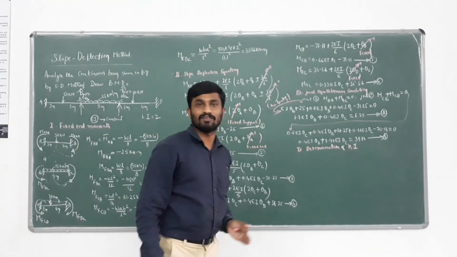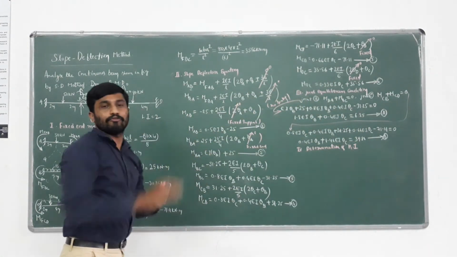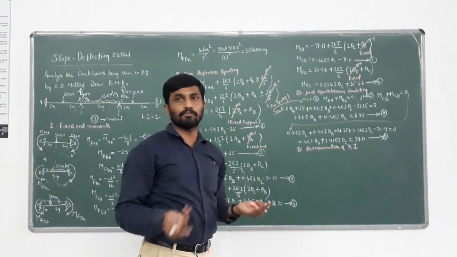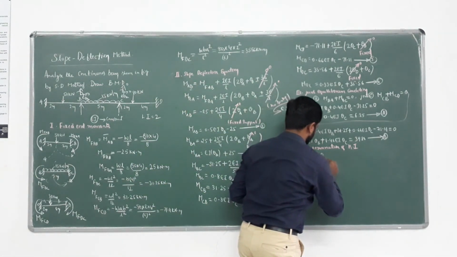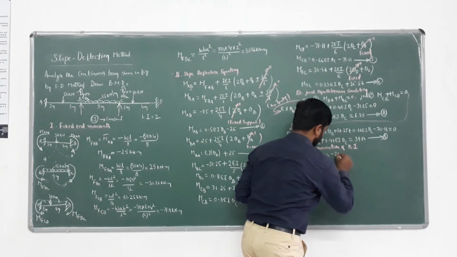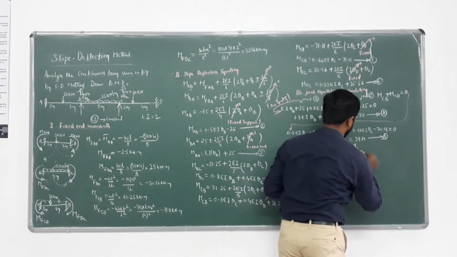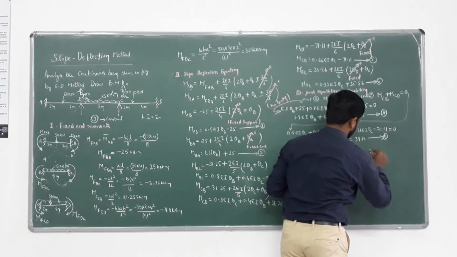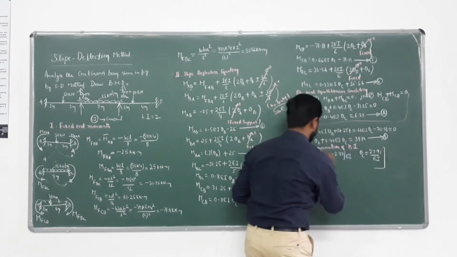Those are unknowns. We are going to determine those unknowns and substitute in the slope deflection equation. You are getting final moments. That's the problem. Clear? What is the value of theta B? Minus 2.73 divided by EI. What is the value of theta C? Plus 27.91 divided by EI.